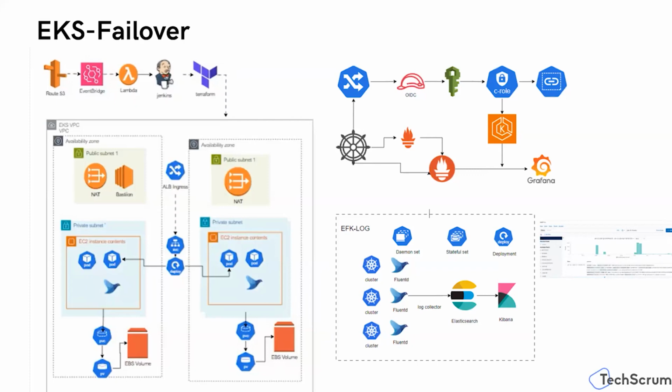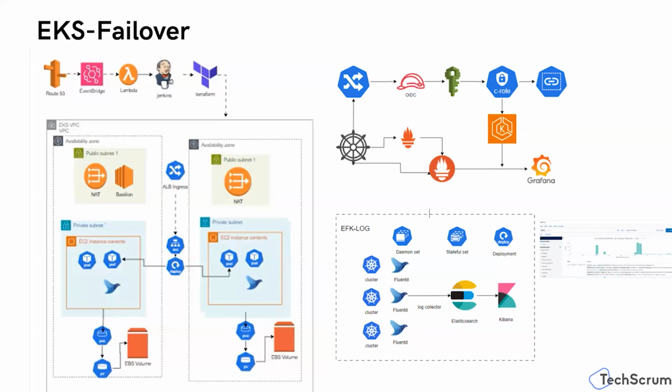In the top right part, we connect AWS IAM roles with the EKS service account by OIDC. This allows us fine-grained control over permissions. Also, we integrate Helm to install Prometheus and Grafana easily.